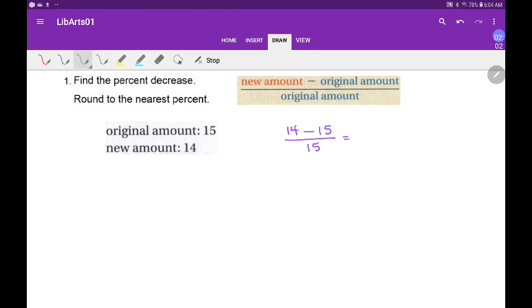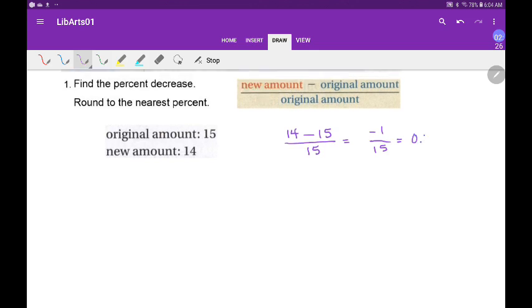Okay? And when I do this, let's see here. First of all, I think to myself, I'm going down, right? So this is going to be negative. So I have negative 1 over 15, and that's going to give me, I type into my calculator, 1 divided by 15, and I get 0.06 repeating. So I guess I'll round, and it's negative, right? But I want a percent, and so I'm going to multiply by 100. It's what I do to get a percent.